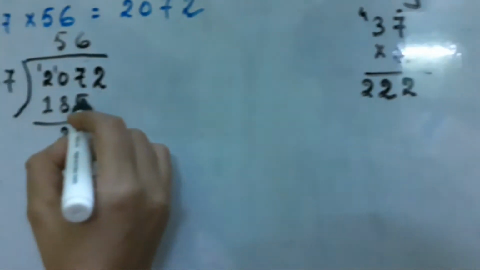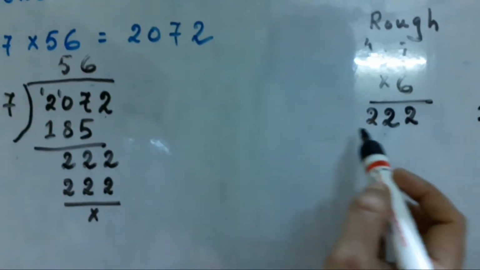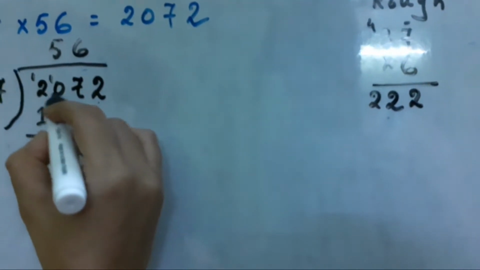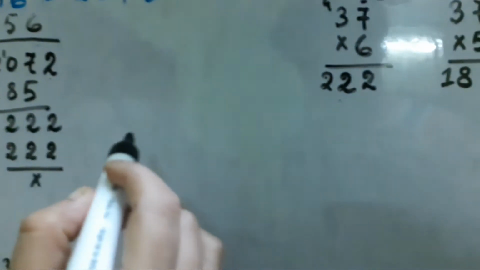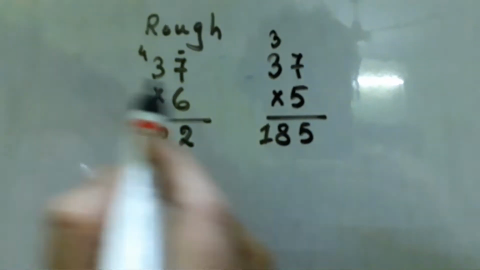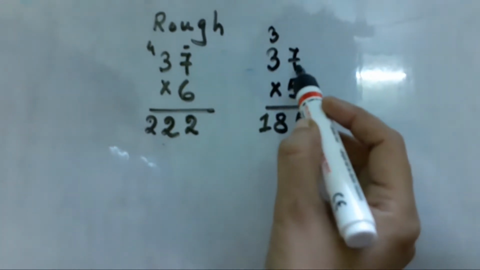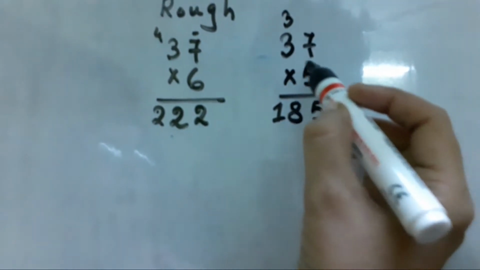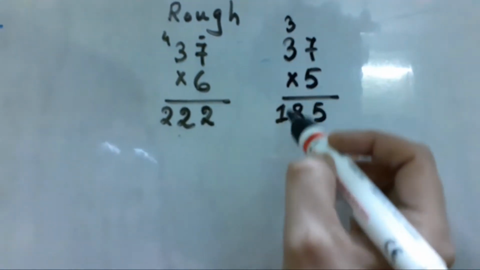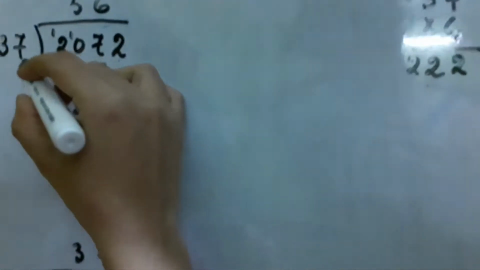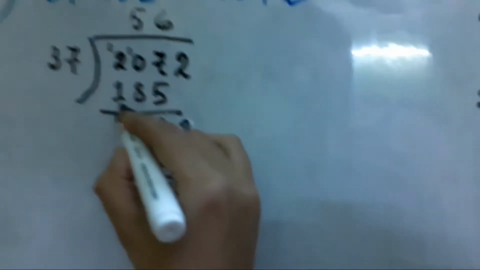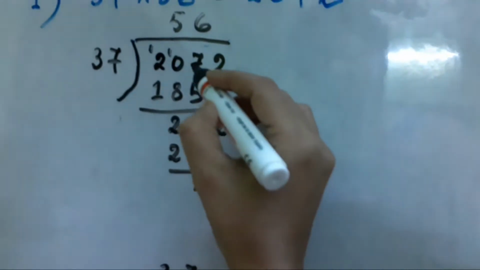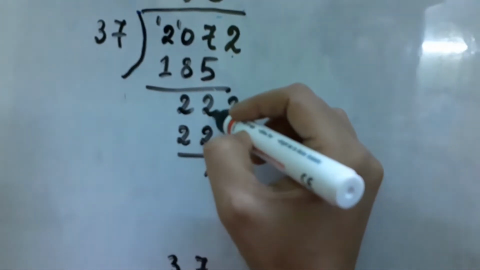But you see children, 222 is greater than 207. So we will multiply 37 by 5. 5 7s are 35, 5, 3 you carry, 5 3s are 15 plus 3, 18. So 37 times 5 is 185.